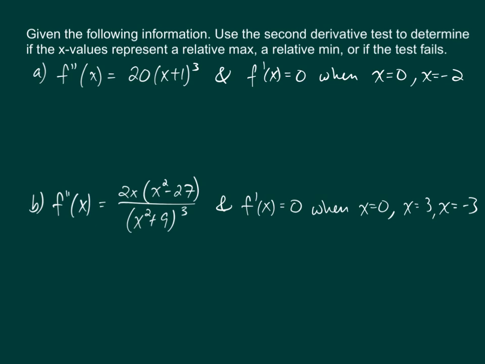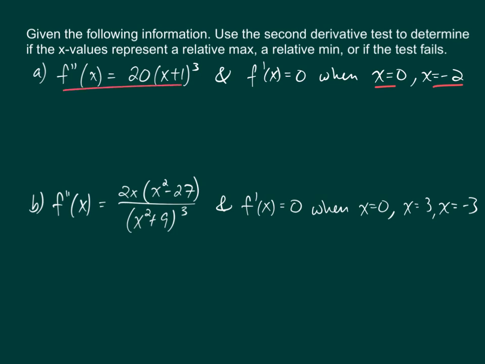So, given the following information, use the second derivative test to determine if the x values represent a relative max, a relative min, or if the second derivative test fails. Now, basically, all you have to do to be successful with these exercises is the following. You just need to take these x values and substitute them into the second derivative.